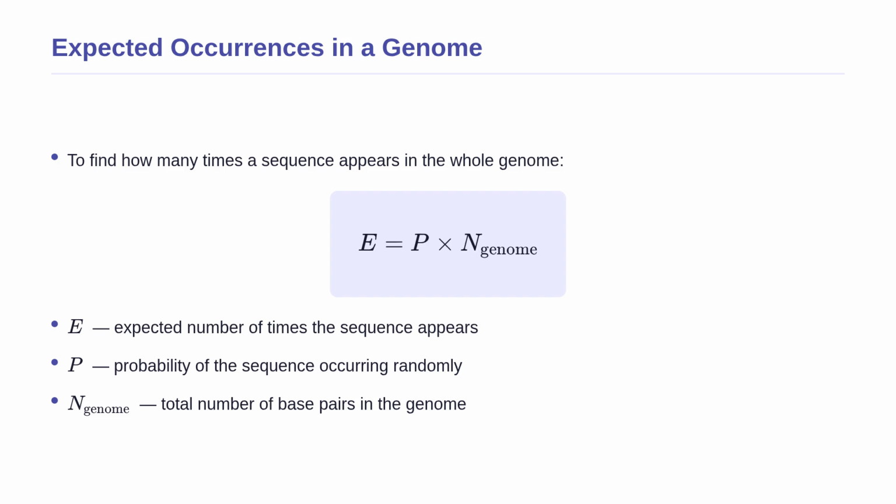If the expected value E is greater than 1, it means our molecular scissors will likely cut the DNA in unintended places. Therefore, we want E to be as close to 0 as possible to ensure the safety of the animal.